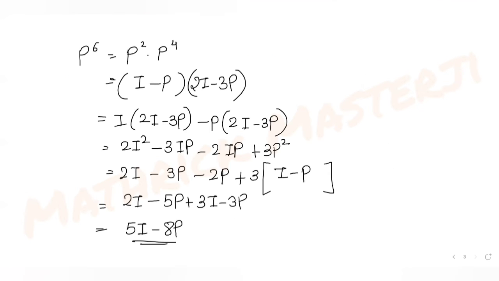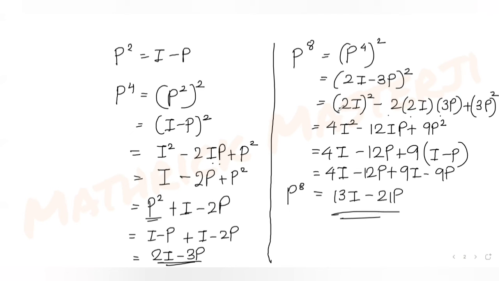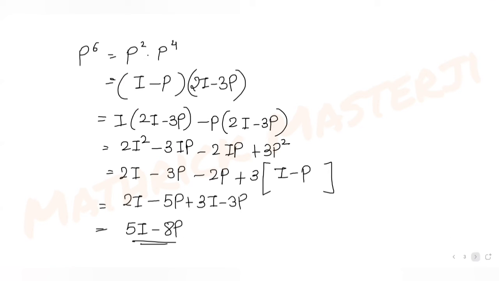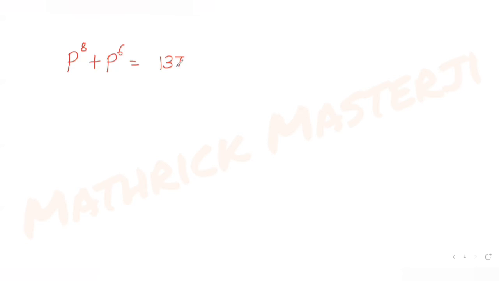So what I understand is if I have to add P raised to alpha plus P raised to beta so that I get minus 29, it is P raised to 6 and P raised to 8. If I'm adding both of them, I get from here 13I minus 21P plus 5I minus 8P. So from here I get 18I minus 29P.